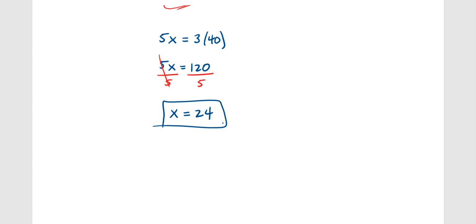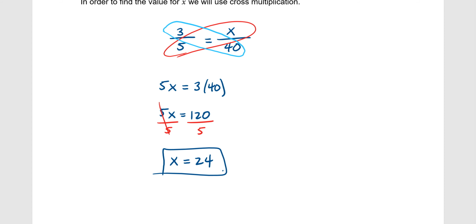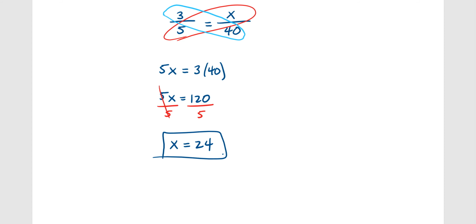So going back up to the question here, that means 3/5 equals 24 over 40. You could check these in your calculator if you want. You could do 3 divided by 5, see that it equals 0.6. Then you could also do 24 divided by 40 and see that that also equals 0.6.